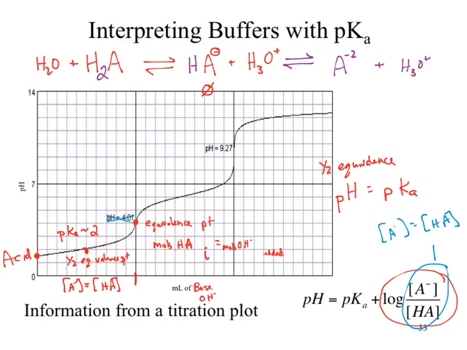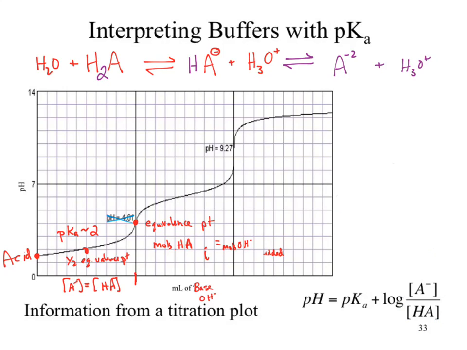I may regret erasing all that, but we'll see what happens. Okay? So now what happens is we're at this point. Okay? What things are present at that first equivalence point?